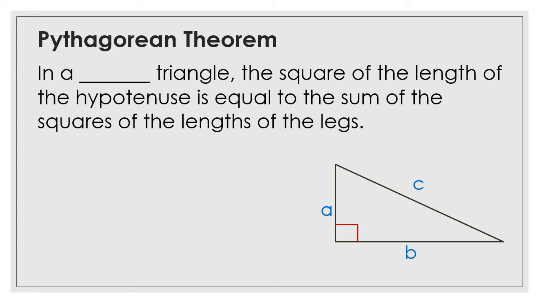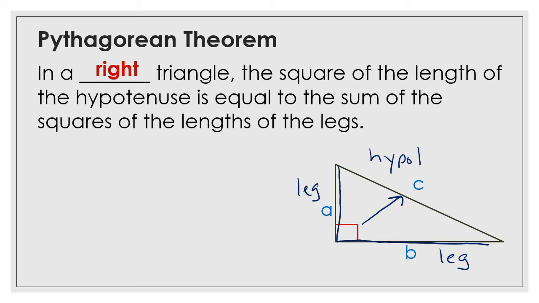All right, in the Pythagorean theorem, in a right triangle, the square of the length of the hypotenuse is equal to the sum of the squares of the lengths of the legs. If you will recall from a previous course, the two legs of a right triangle are the two sides that form the right angle and make the L. So here in this particular example, a and b are the legs. The hypotenuse is the side directly across from the right angle, so we will consider this our hypotenuse.